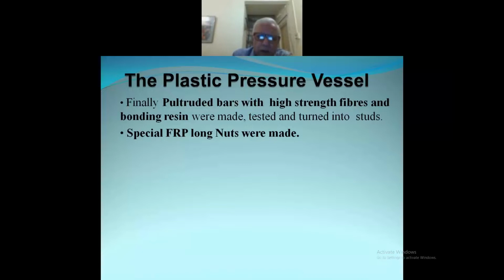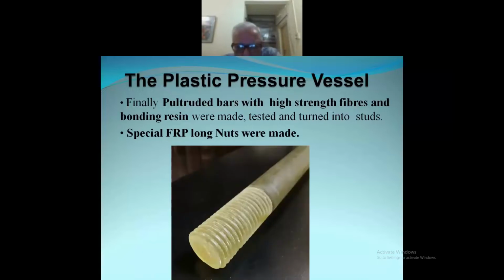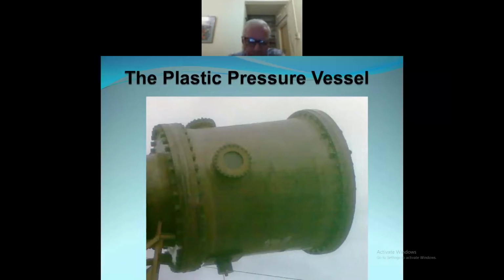We found somebody who has a pultrusion plant. Then we made these pultruded bars, and cut threads on both ends, which became the studs. We also could not get pultruded nuts, so we had to make special FRP nuts, long nuts. And with that, it worked. And ultimately this thing got done.